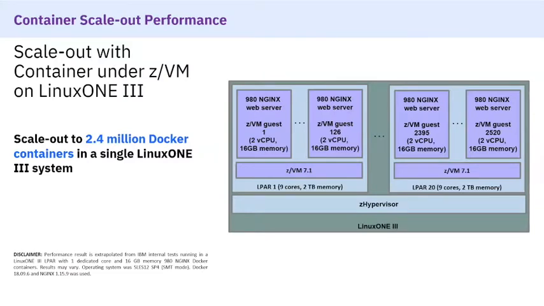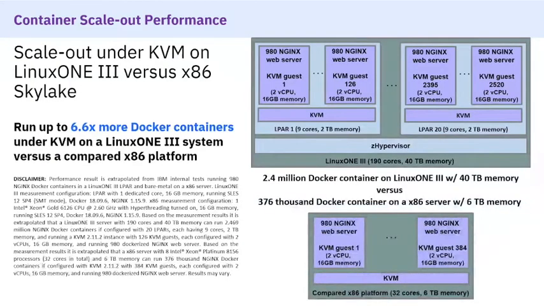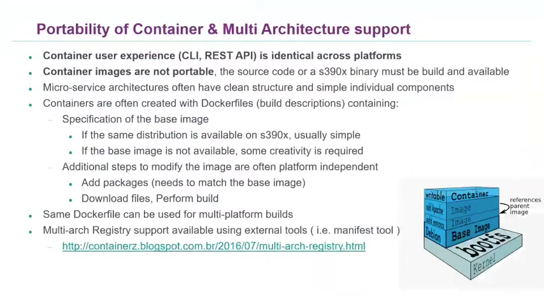Okay, so as I mentioned, in z/VM, we did a test, in z/VM and the LinuxONE 3, so that's the z15, 2.4 million Docker containers were running in a single LinuxONE system. So this is a high number, and virtualized, we could run that and scale that up. When we're running with KVM as virtualization, we compared how many we can run compared with an x86: 6.6 times more containers on a LinuxONE versus an x86. So it makes a lot of sense to do that.